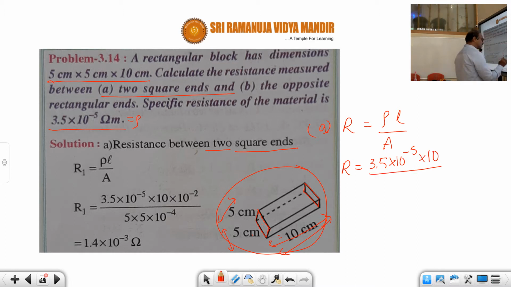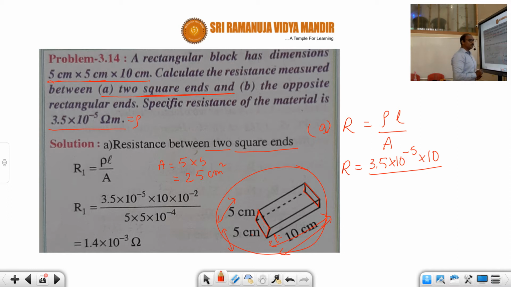Now if you look at this cross sectional area, here it is a square cross section. Suppose if it is a circle, you can say circular cross section, but here it is a square cross section, that's why between the square ends. What is the square area? Area of the square equals 5 into 5, and remember both are in centimeter, that is equal to 25 centimeter square.